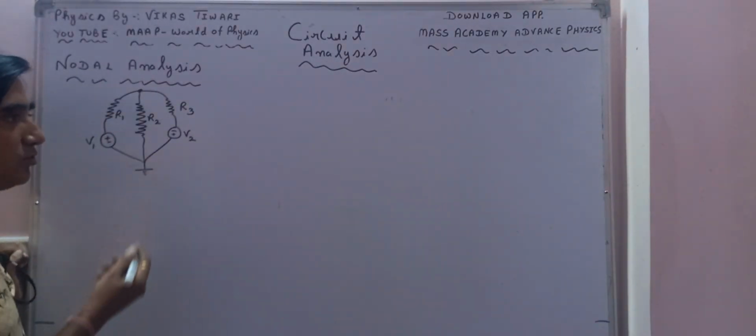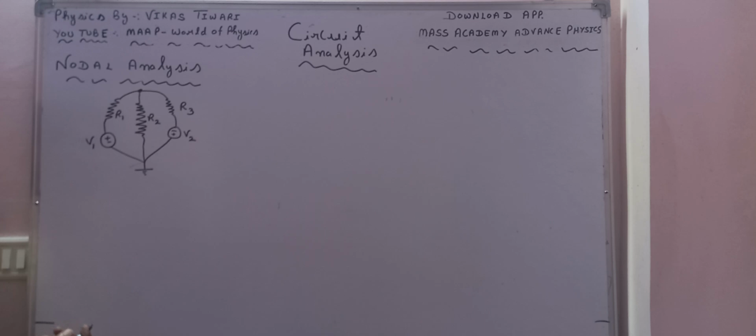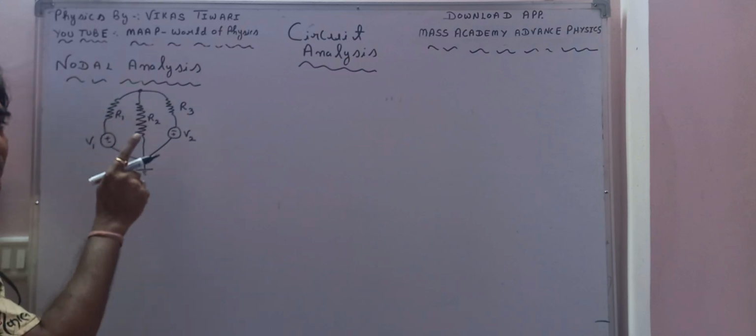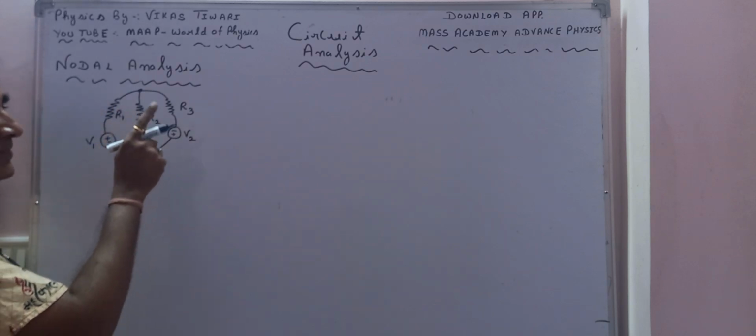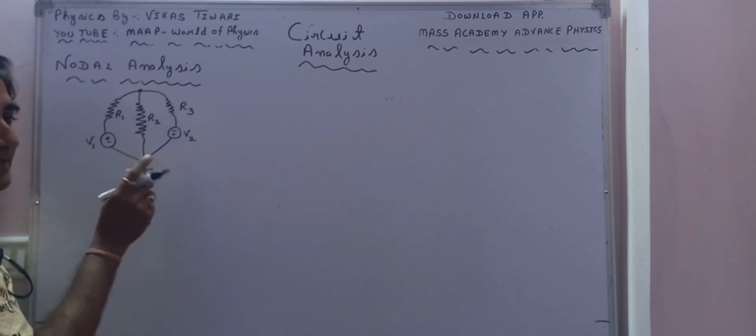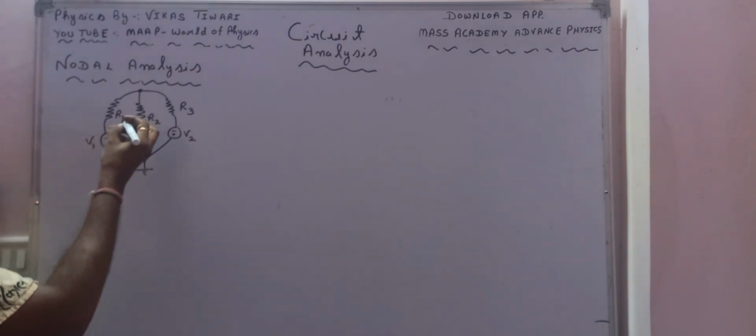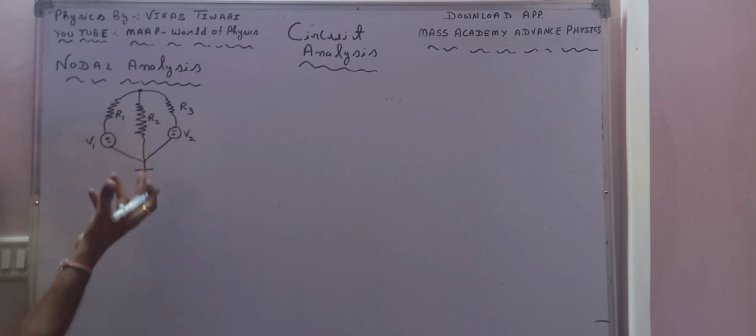What is basically nodal analysis? I have already made clear the difference between node and junction, and when I am talking of nodal analysis, I am talking about junctions only. Junction means where current divides. So how can we analyze this particular thing? For that I am taking a very simple circuit.